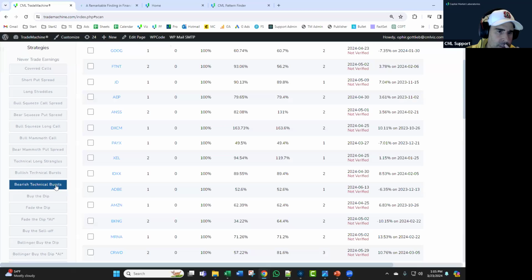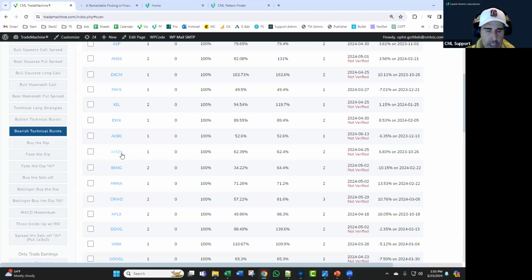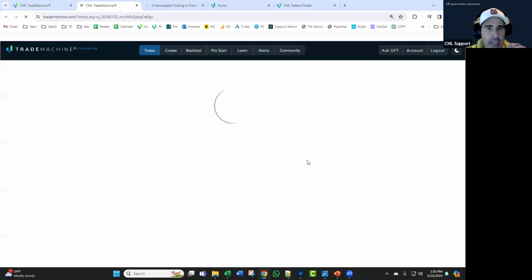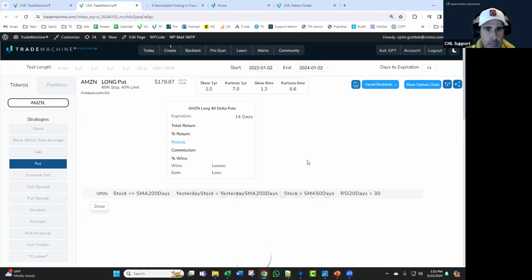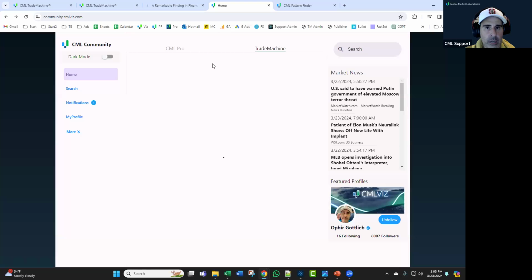Bearish technical bursts. This is the one that Max actually changed in community. It's not changed in TradeMachine. He had some things he showed some back tests with adding the AI, but it's in here. So you can look at them. You can just click on a ticker like Amazon, doesn't matter. And here is your bearish setup. You can then do it for a whole portfolio. I would go into community and I would do this.